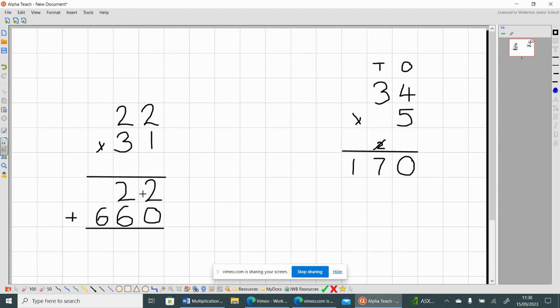And I do 2 add 0 is 2. 2 add 6, or 2 tens add 6 tens is 8 tens. Just like that. And then I've got that 6 at the end, 682. So that's how that calculation would work.